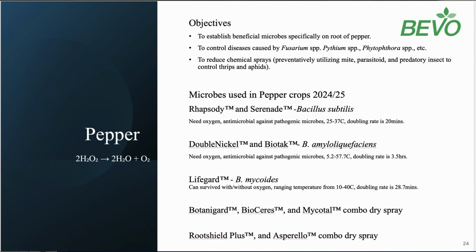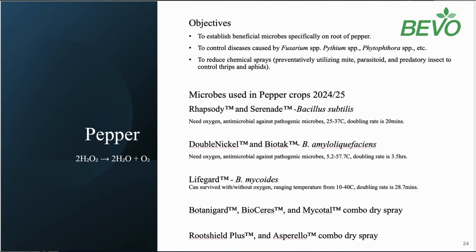The other product is the Double Nickel, Biotuck, the Bacillus amyloliquefaciens, which also needs oxygen. It also has antimicrobial activity against plant pathogens. This range is big, 5.2 to 57.7 degrees, a huge range. And the doubling rate is 3.5 hours. It's much longer, but at the same time, it has a huge range of temperature that it can stand in the water.